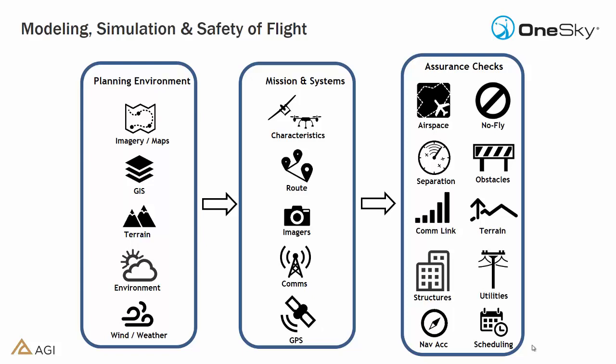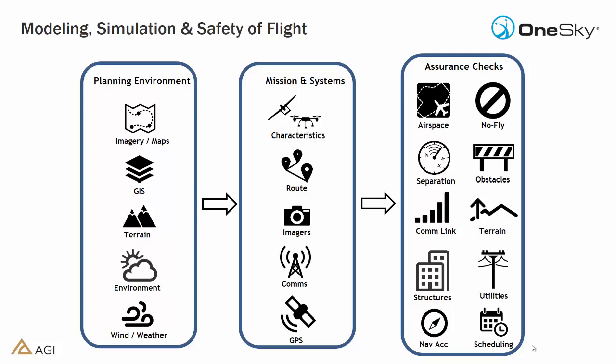And then move to mission and system definition. So that could include characteristics of the vehicle itself. Those are performance-based characteristics, how an aircraft perhaps is going to pitch and roll and bank, the route you're going to ask that aircraft to fly, any attached payloads, imagery sensors, communications equipment, GPS receivers, and really analyzing the functionality and relationships between everything that you've modeled.